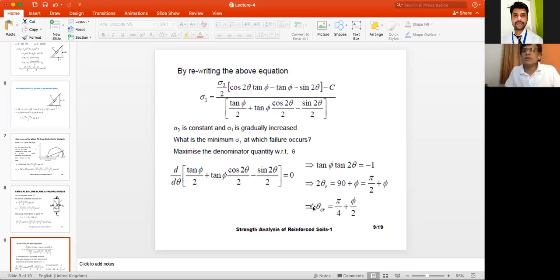This value we generally use for design purposes, not only for the triaxial test, but for the design of embankments and retaining walls. Here the beauty is, if you take the critical failure angle with respect to the vertical plane, then you will get pi by 4 minus phi by 2. Since we have taken the failure angle with respect to the horizontal, we got the positive sign between them. If taken with respect to the vertical, instead of the positive sign we will get the negative sign. That is the only difference.